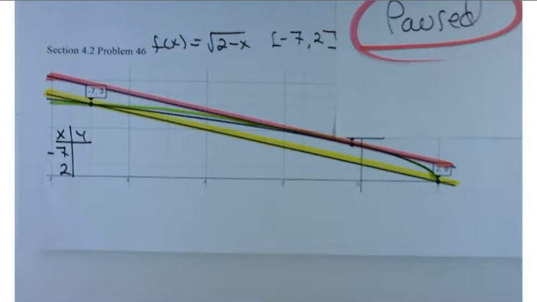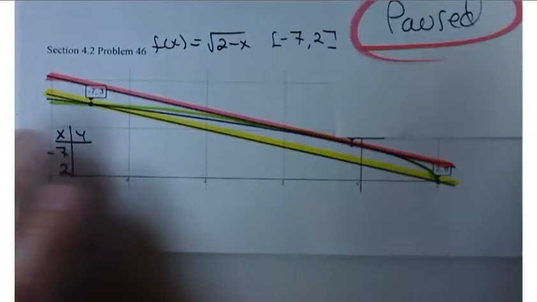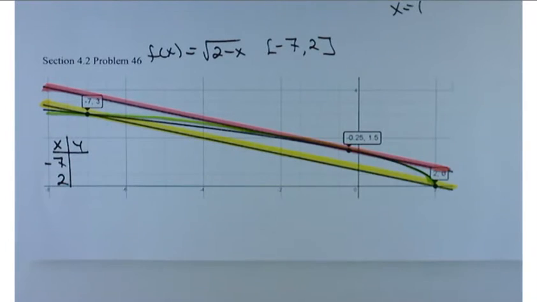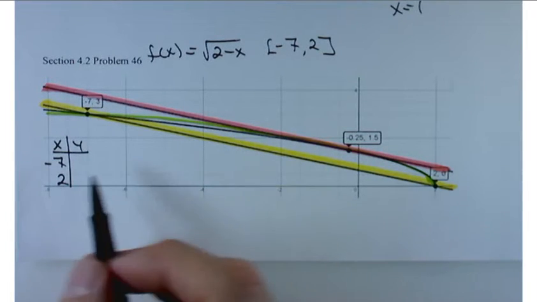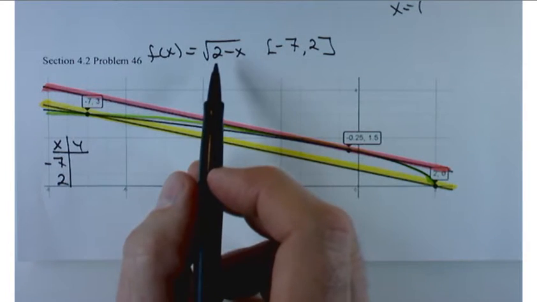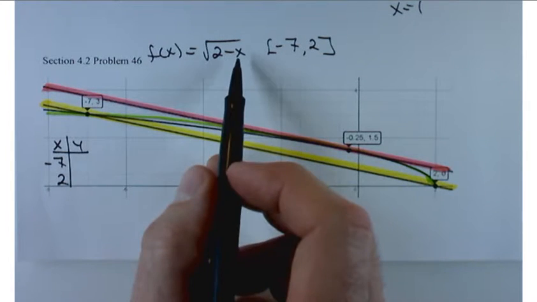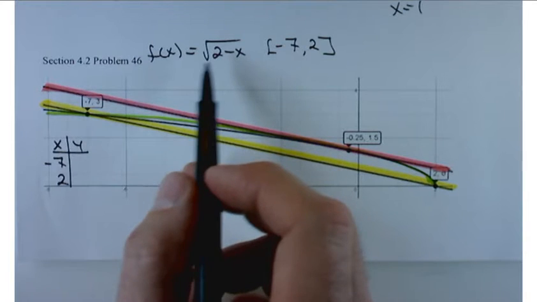Okay. I'm not seeing a lot of confidence as you pursue this problem, so let's work on a few things together. 2 minus negative 7 is 9. Square root of 9 is 3. And of course 2 minus 2 is 0. Square root of 0 is 0.